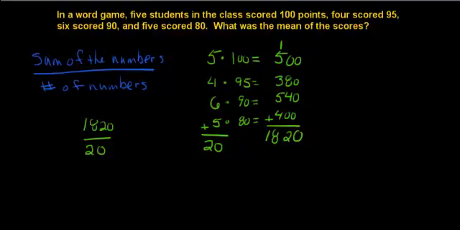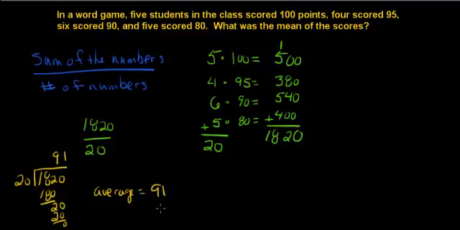If we wanted to do that as long division, 20 is going to go into 1,820. We look at 182 first. 20 goes in there 9 times, gives us 180. Leaves us with 20. So we have an average score of 91. So our mean of the scores would be 91 points.